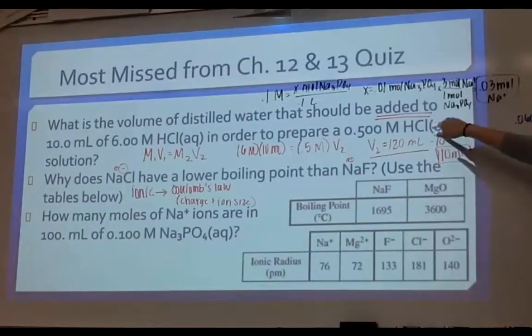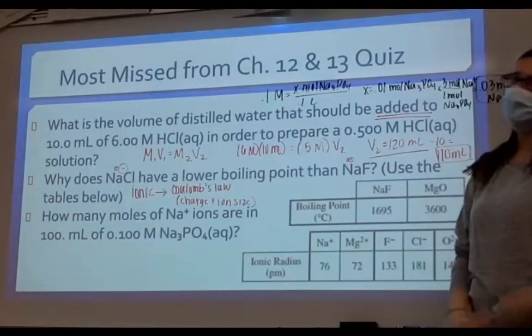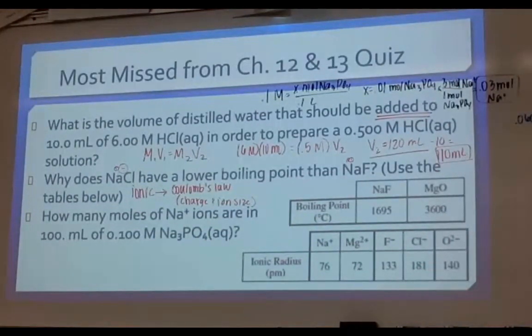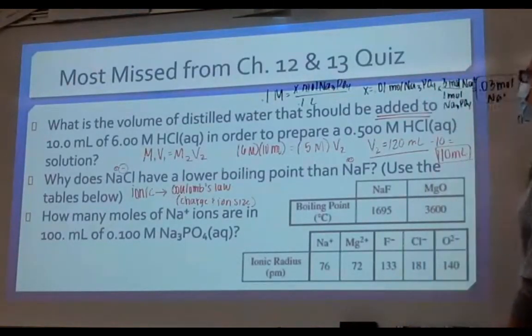But again, this first question was the most missed question out of both quizzes. And it was because of that added to term. So it wasn't that you guys didn't know how to do dilutions, it was just the way that AP worded that question. Any other questions?